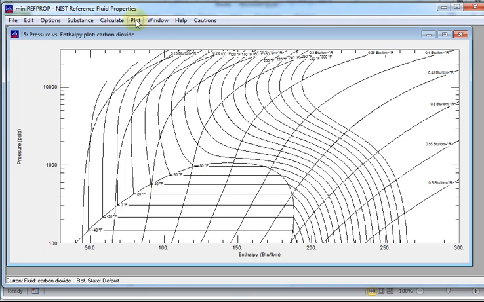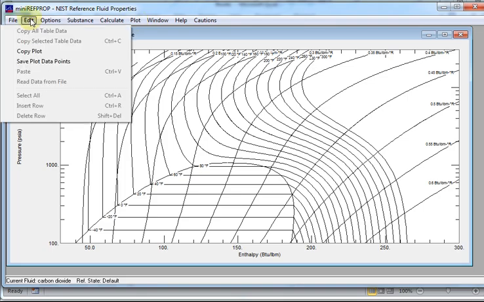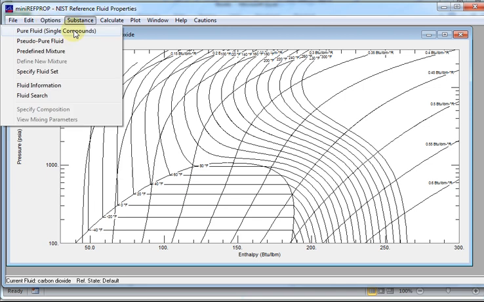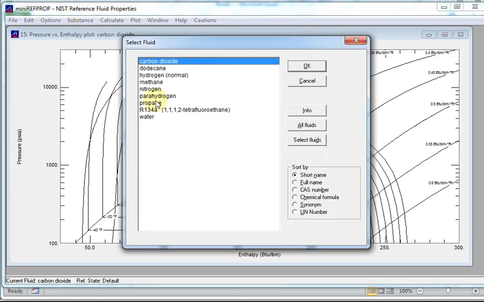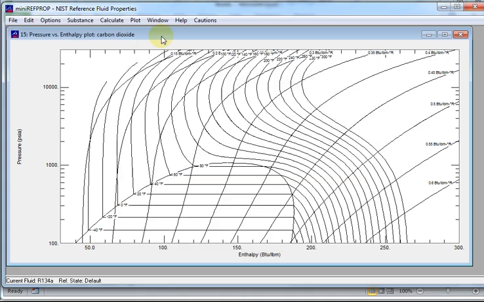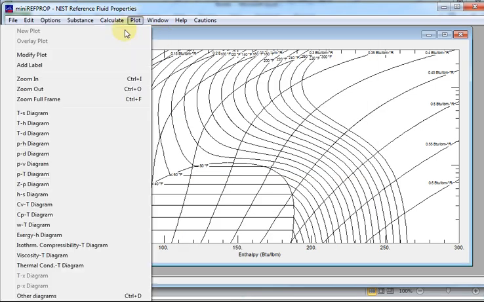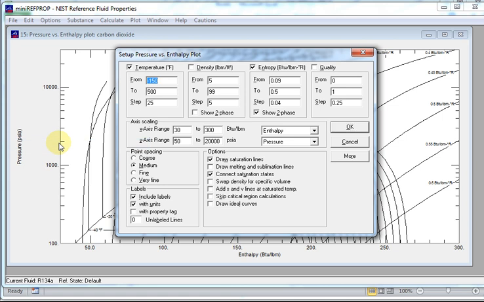I'm going to do a new plot, change the substance. Do they let me do 134A? Good job. Okay, good. Now we're going to do a new plot. We'll do a pressure enthalpy diagram, and I'm just going to run these values. Hold it.